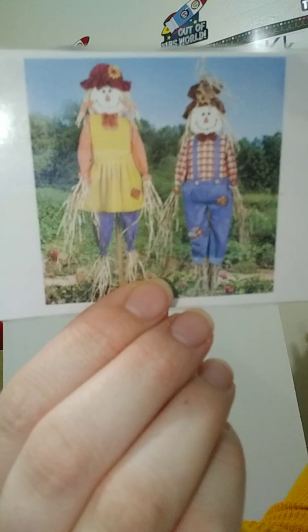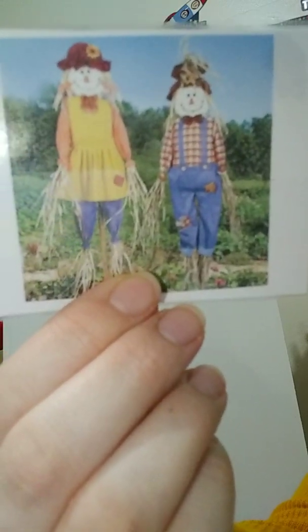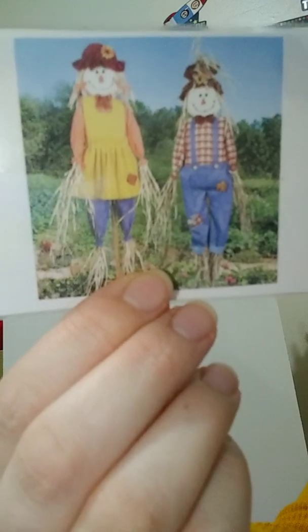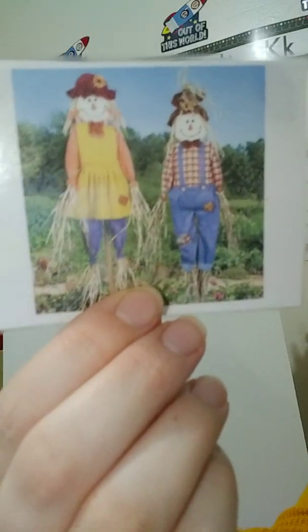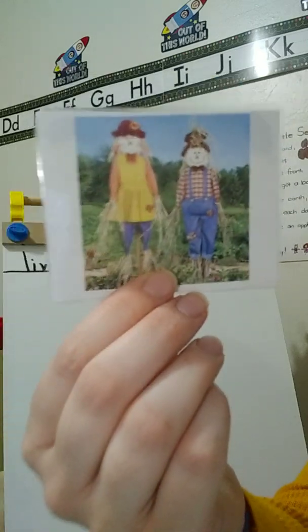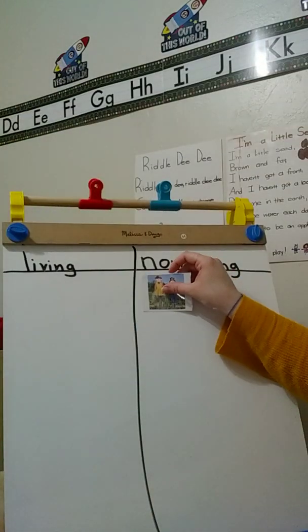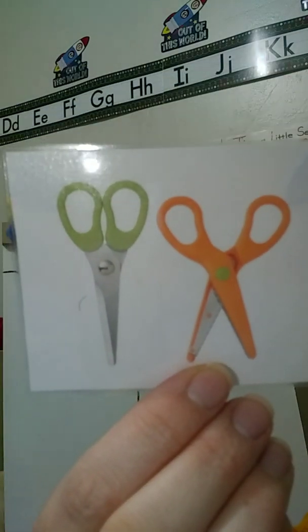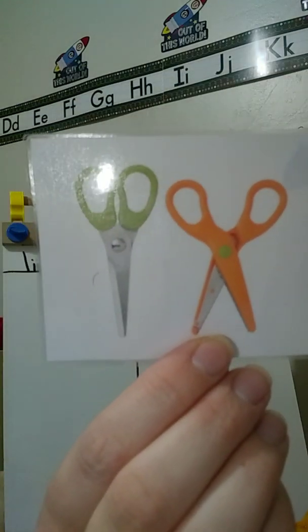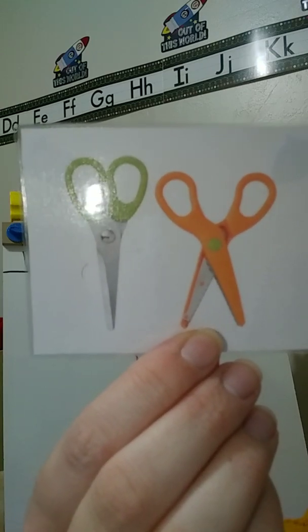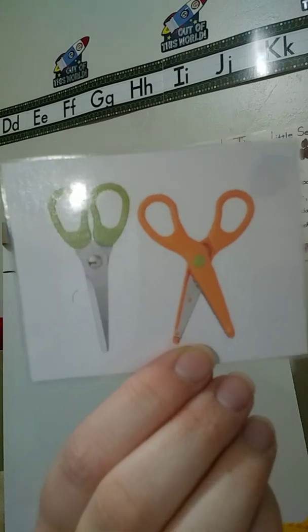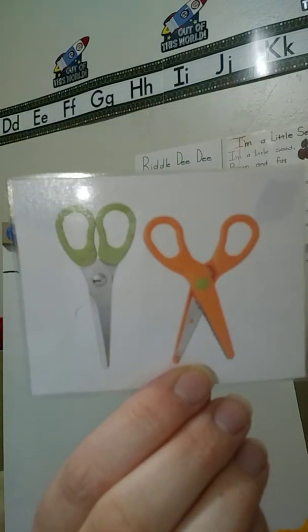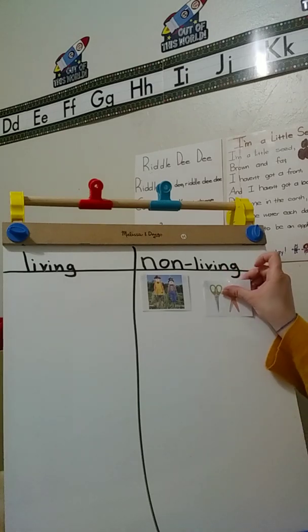For example, what is this? These are scarecrows that you will find on a farm. Is it living or non-living? Does it need food? Can it grow? Can it move? No, it does not. So it's non-living. So we're going to put it over here. Let's look at another picture. These are two scissors. We may use them and physically move them, but they cannot move on their own. They don't need water, food, or air. They cannot reproduce. It's just an object. So we're going to put non-living.